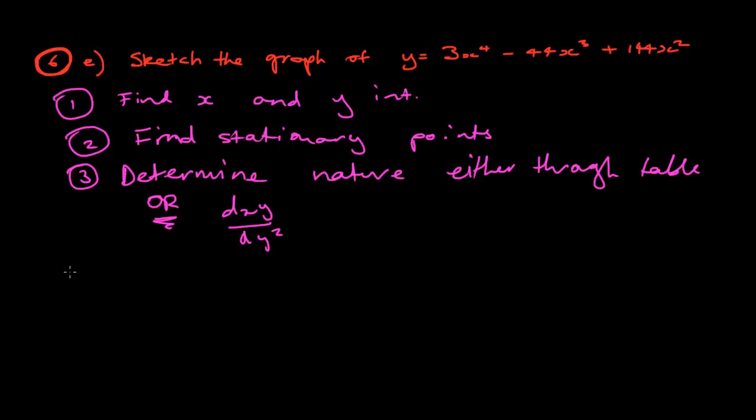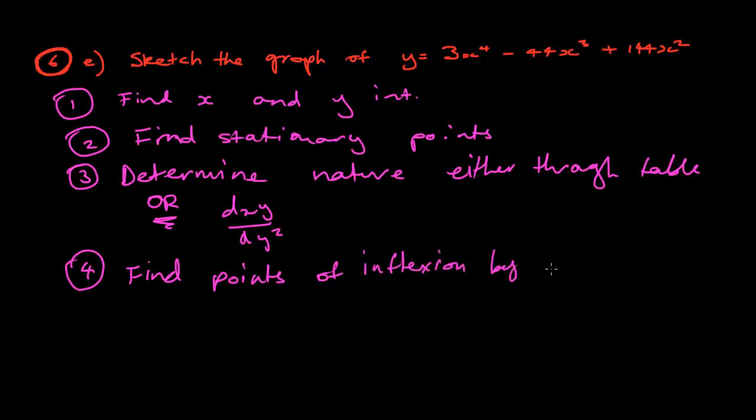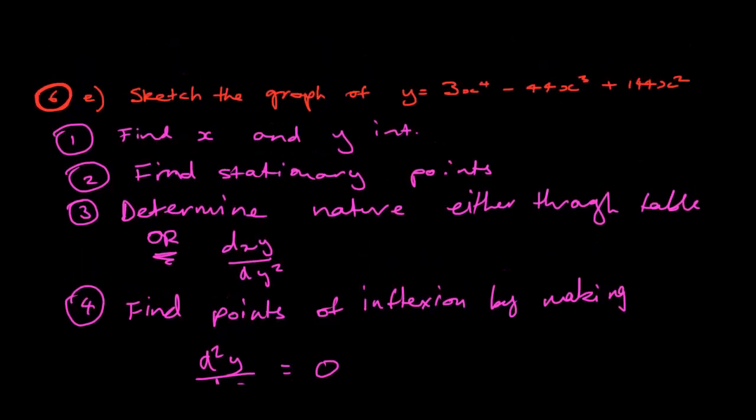And after that, all we have to do, number 4, is we find points of inflection by making d squared y over dx squared, the second differentiation, equal to 0. Okay, so now let's do this. Let's actually just find it and try and do this.